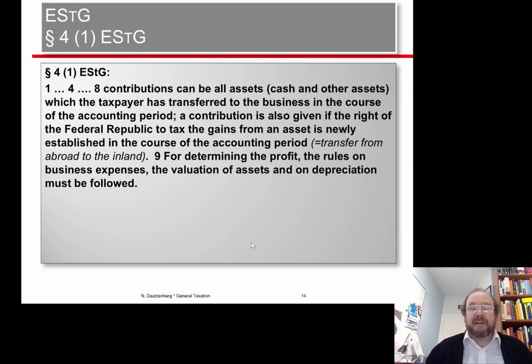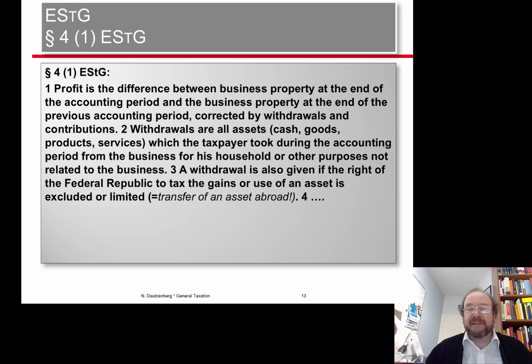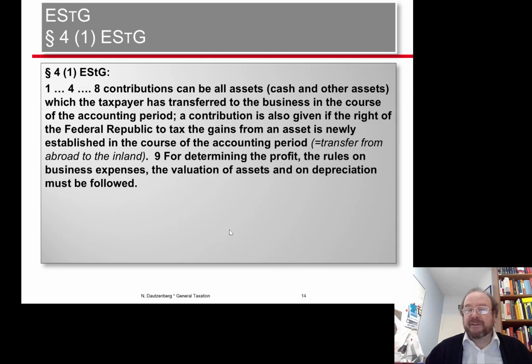By the way, it's nice to compare here the definition and the examples. Withdrawals are all assets, cash, goods, products, and services, whereas contributions are cash and other assets. So services not included. A service cannot be a contribution. This is cleverly hidden between the lines.